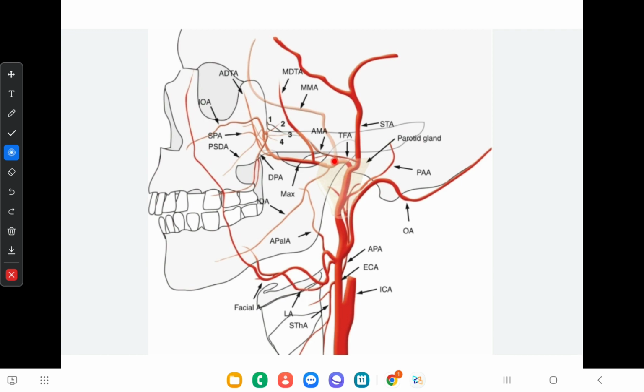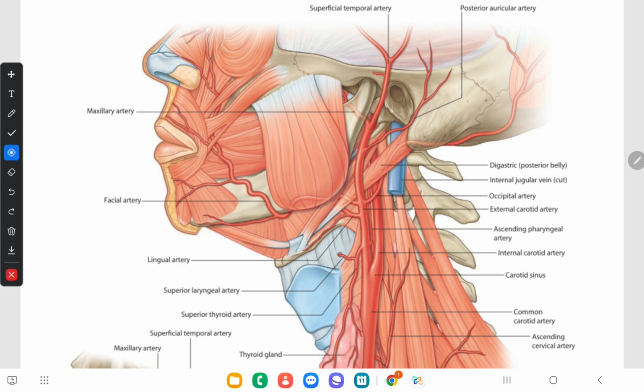When we talk about the superior thyroid artery, it curves downward to the upper pole of the thyroid gland, and it is accompanied by the external laryngeal nerve as well. It supplies the cricothyroid muscle and the thyroid gland. Here you can see the superior thyroid artery goes into the substance of the thyroid gland, and it anastomoses with the inferior thyroid artery.